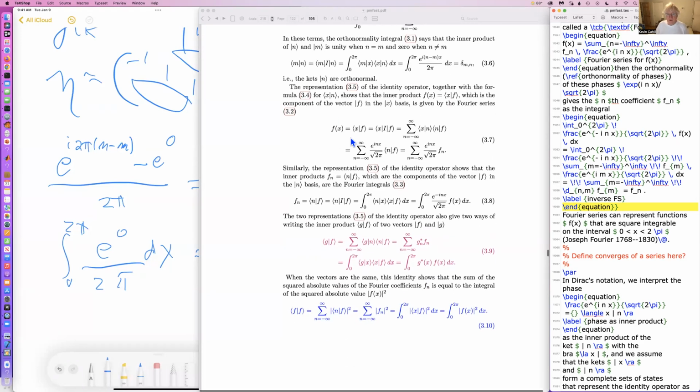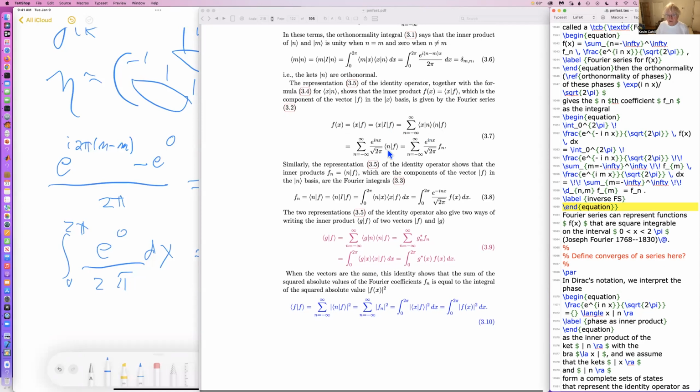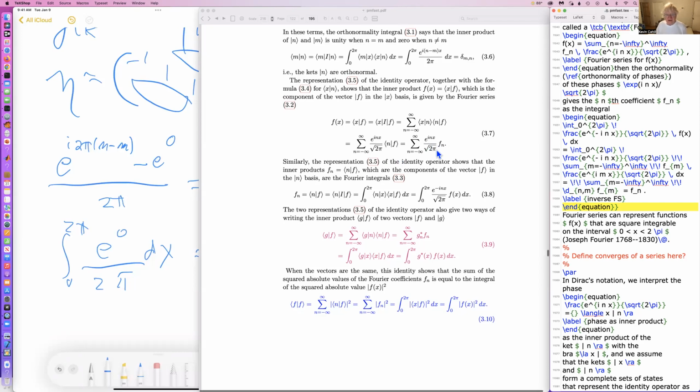You can also recover the function f of x in Dirac's terms by saying it's the inner product of x with f. You insert the identity operator in this form. This gives us the numbers nf, and then these functions, and you get the Fourier series like that.